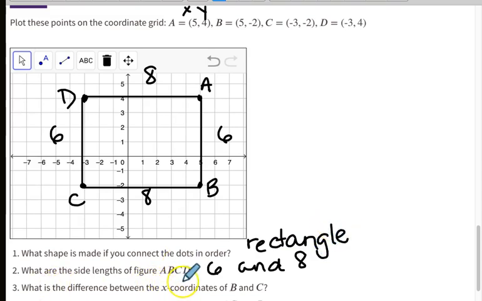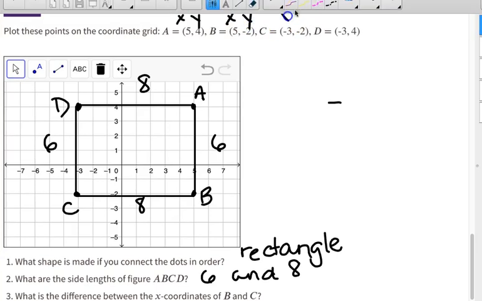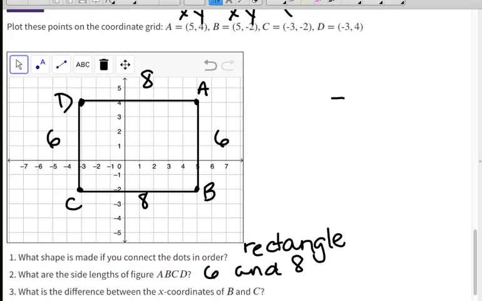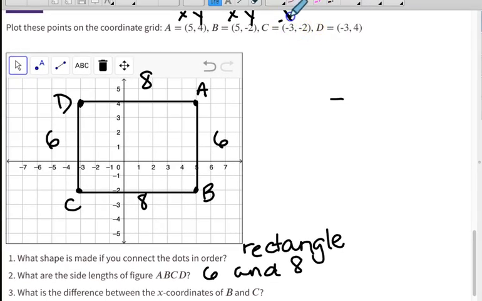What is the difference between the x coordinates of B and C? Difference, so I know I'm subtracting. The coordinates of B and C, the x coordinates. This is x, this is y, this is x. Whoops, let me move this back up, sorry. And this is x and this is y. The x coordinates of B. So 5 minus -3. That would be 8 because 5 plus 3 is 8. If you notice that, that was 8 units down.